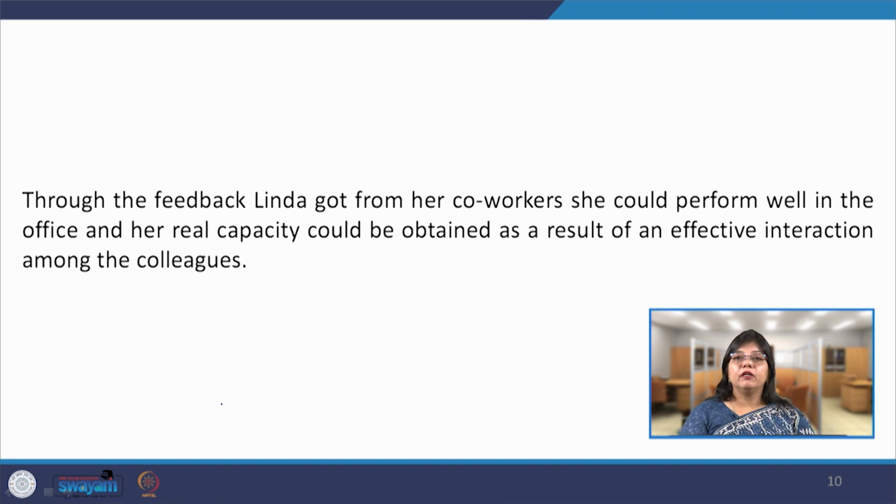Through the feedback Linda got from her co-workers, she could perform well in the office and her real capacity could be obtained as a result of an effective interaction among the colleagues. So, based on interactions only and feedback, co-workers could understand all the hidden talents in Linda and Aisha and how they have made, through interactions, made it possible to expand open area. So, this is the application of Johari window even at workplaces or in corporate sectors.